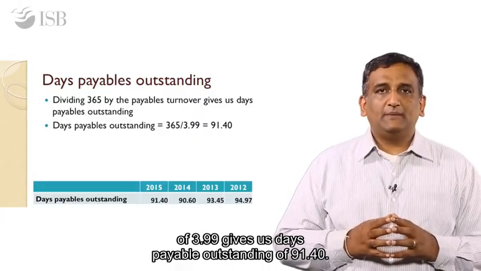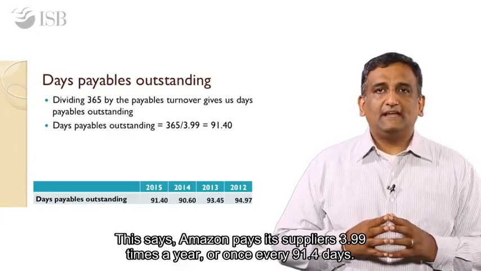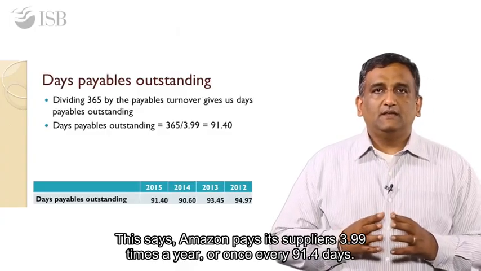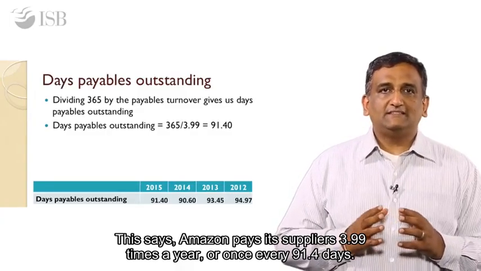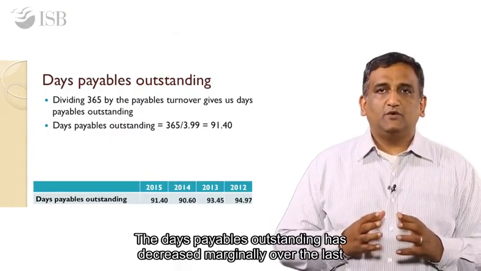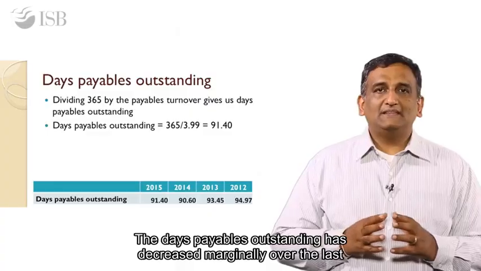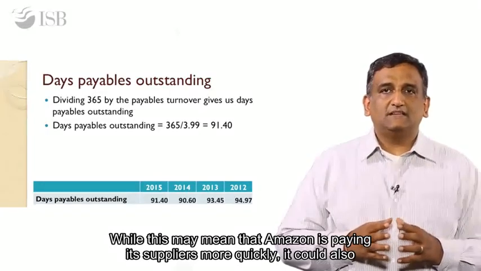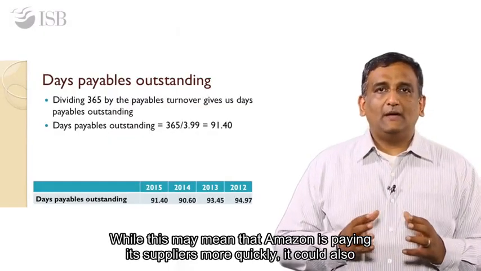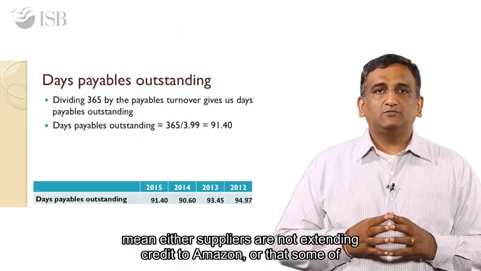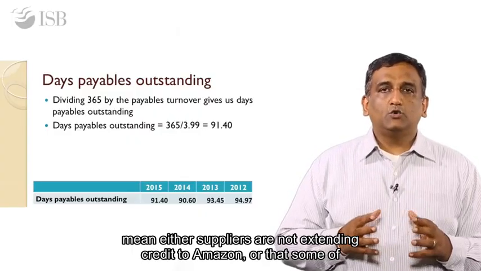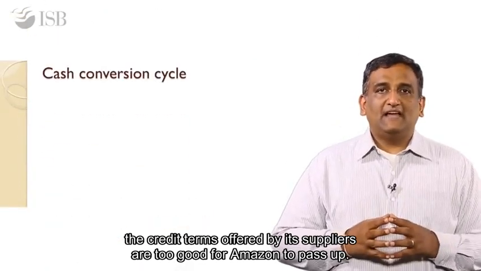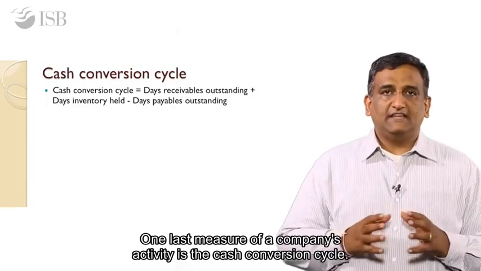This says Amazon pays its suppliers 3.99 times a year, or once every 91.4 days. The days payables outstanding has decreased marginally over the last 4 years. While this may mean that Amazon is paying its suppliers more quickly, it could also mean that either suppliers are not extending credit to Amazon or that some of the credit terms offered by its suppliers are too good for Amazon to pass up.